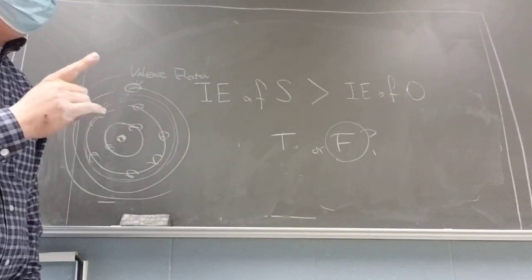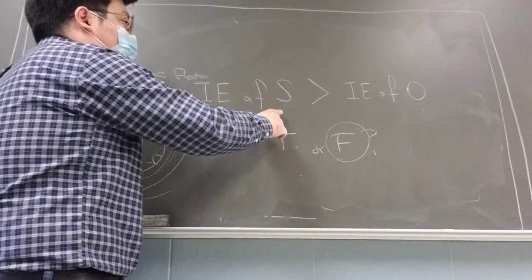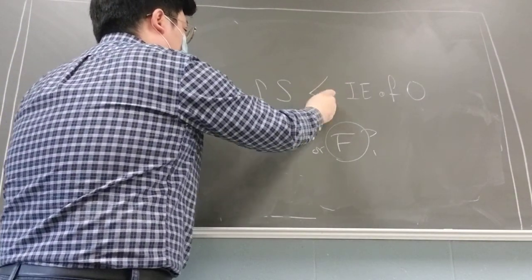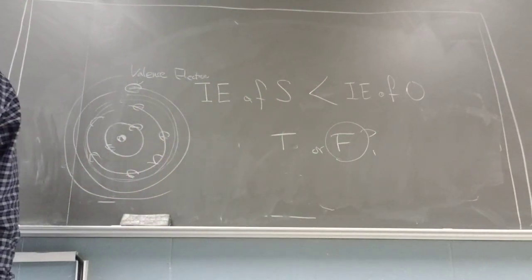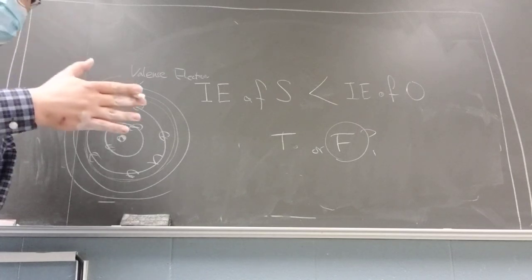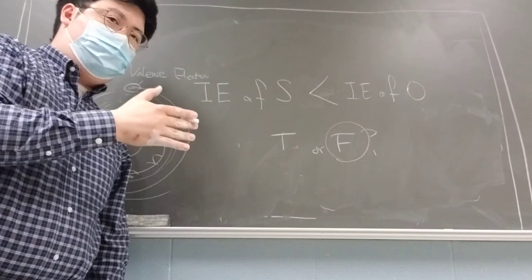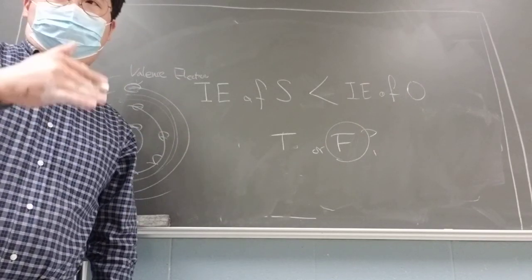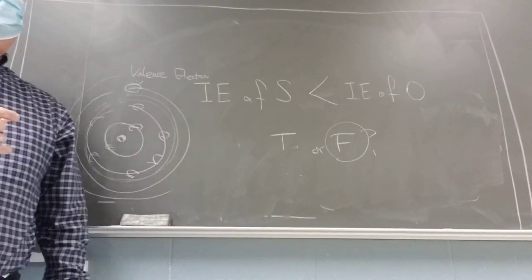So the ionization energy of sulfur will actually be lower than oxygen because it's bigger in size than oxygen. Makes sense, right? So it's literally opposite to each other. So the general trend of atomic size and the general trend of ionization energy will be opposite. Okay? So yeah.